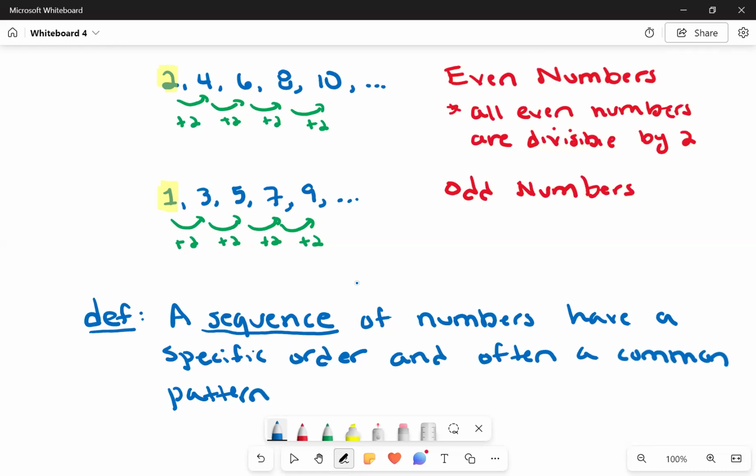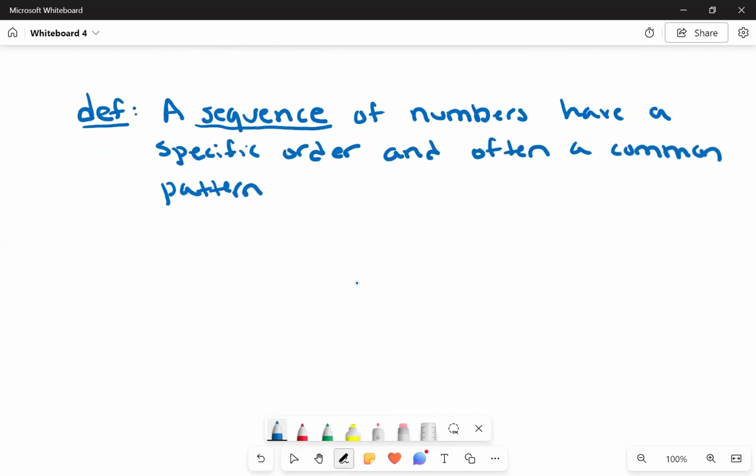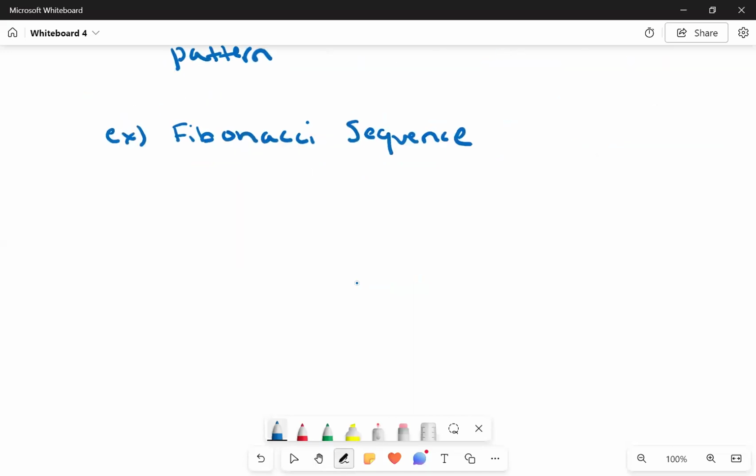Okay, I want to show you a famous example of a sequence. This is called the Fibonacci sequence. Fibonacci was an Italian mathematician who discovered a sequence of numbers that actually ended up being a lot more important than most people realize. To share the sequence, I'm going to share the story that started the sequence. And it uses rabbits, okay?